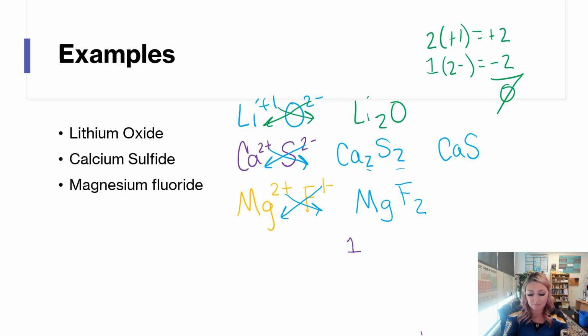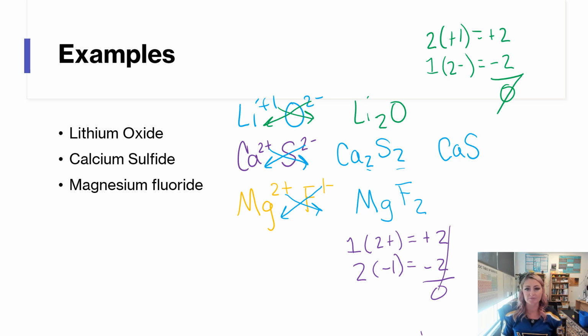So I have 1 magnesium with a 2+ charge. So 1 times +2 is +2. I have 2 fluorines with a -1 charge. 2 times -1 is -2. That cancels out. Perfect. I know I've done this right.